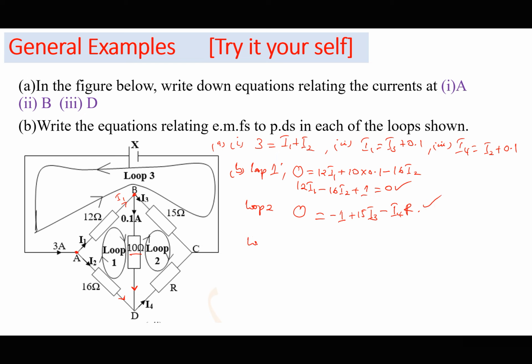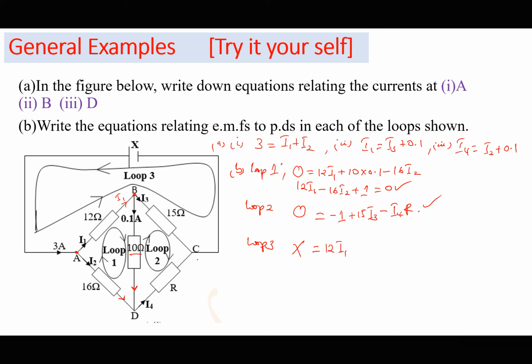Then let's look at loop 3. In loop 3, there is a cell whose EMF is X. So we can say the EMF of the cell is X equals to, when I move around the loop, from C, I have to move around up to A. There's no resistor there. But then from A to B, the current I1 is in the same direction as the loop. So that is going to be positive 12 I1.